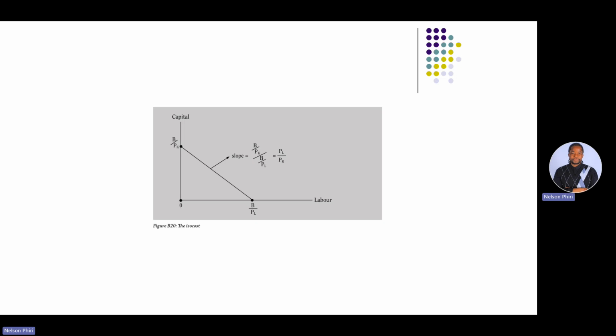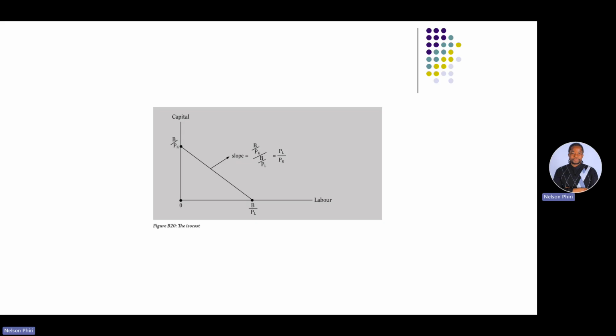Then moving on with that analysis, it takes us to a point where we have our isocost curve. So this is found on page 69 of your textbook. So we have a budget element there. Then we have the price of capital. Then you have the price of labor.